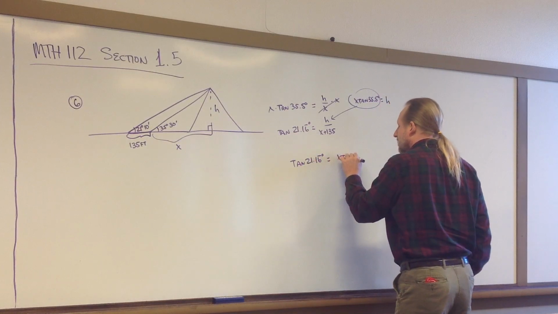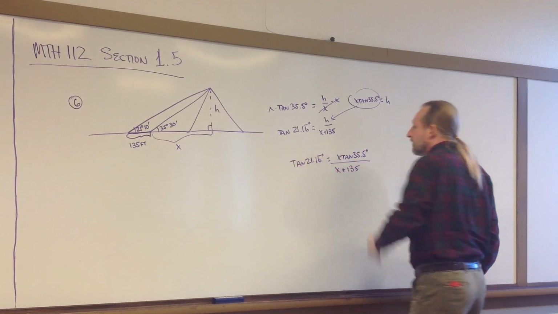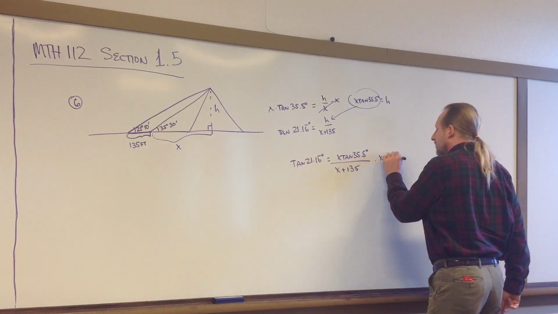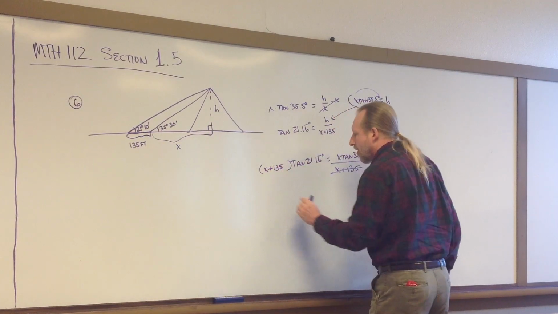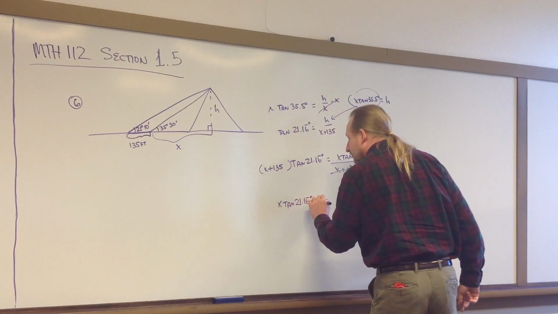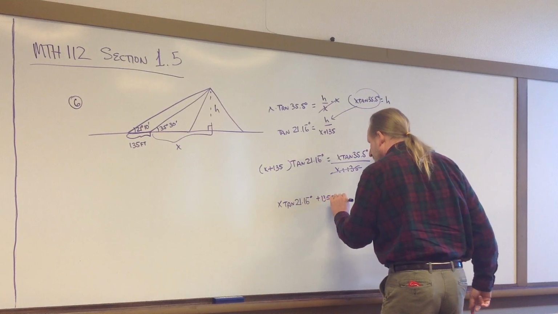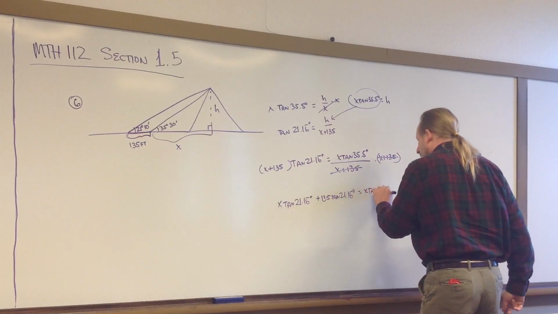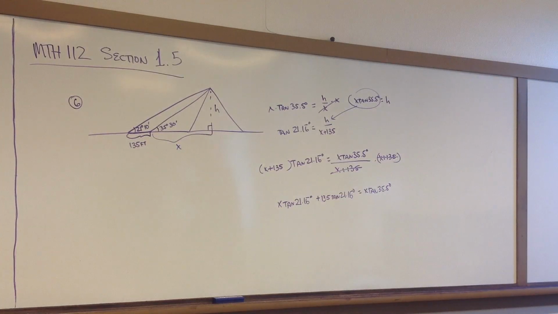X tan 35.5 over X plus 135. And then we'll multiply on both sides by X plus 135. Those cancel out. And here we get X times the tangent of 21.16 repeating plus 135 times the tangent 21.16 repeating. And then over here, X times the tangent 35.5 degrees. And then we'll make a substitution.